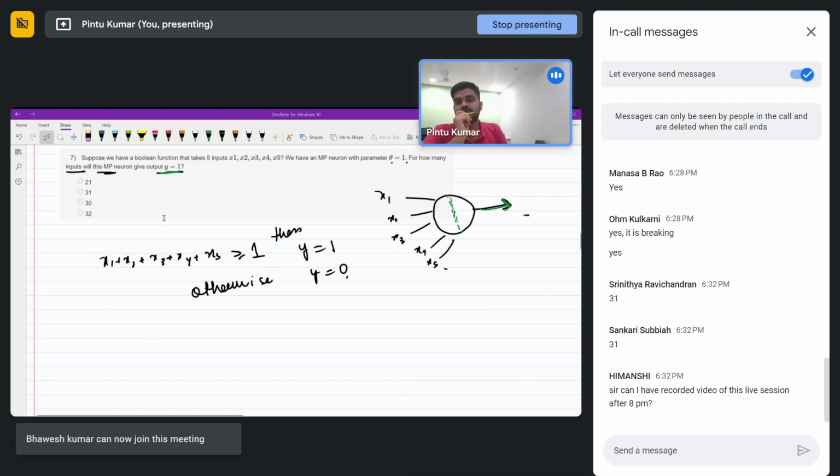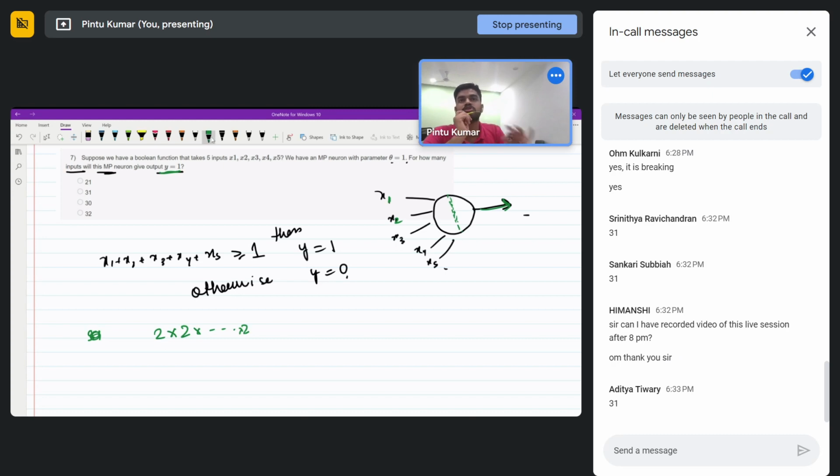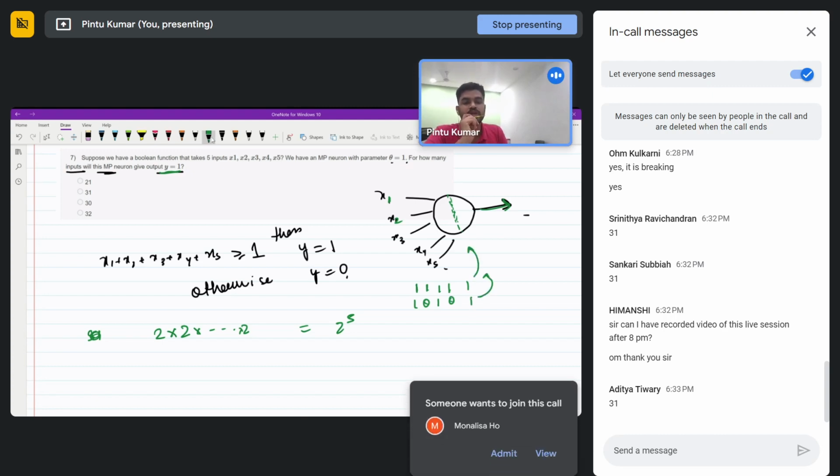Okay, so let's get back to the question. We have 5 inputs, so there are 5 entry points to this neuron. Each of them has 2 choices: the first one has 2 choices, the second one has 2 choices, and so on. So the total number of possible inputs is 2 to the power 5. If you take all the possible combinations of 1 and 0, like 1, 1, 1, 1, 1 or 1, 0, 1, 0, 1, these are inputs to your neuron. If you count them, you will have 2 to the 5 total possible inputs.